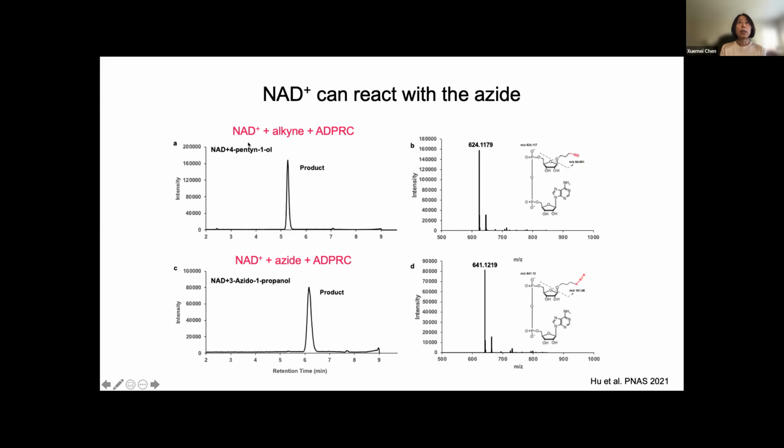So we first tested the ability of ADPRC to catalyze the reaction between free NAD and azide. And as a control, this is what was used in the original NAD capturing scheme, where NAD would react with the alkyne. And indeed, we were able to find products for both reactions, and these products have the mass signatures that indicate that they are the expected products. So it seems like ADPRC can indeed allow NAD to react with azide.